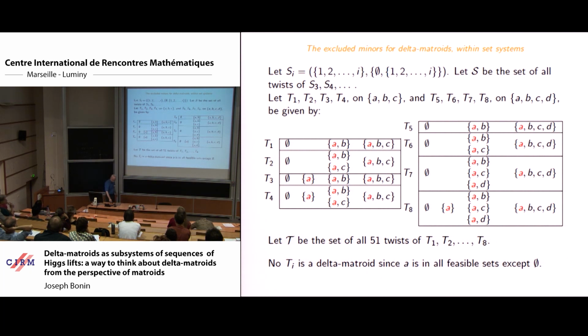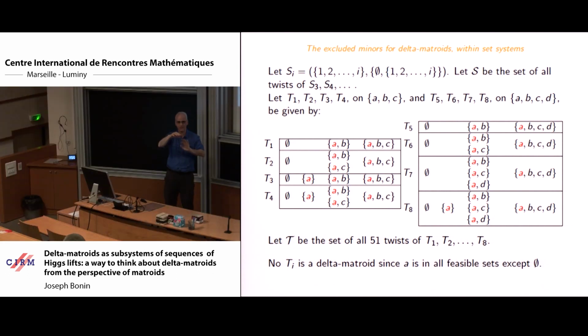Another possibility would be having a feasible set, having a larger feasible set, and having all of the feasible sets other than the bottom one contain a fixed element, so that I can't get rid of that fixed element in the larger feasible sets. So here are 8 ways to achieve that, 8 minimal ways to achieve that. A is the element that's in all of the larger feasible sets, except the empty set.